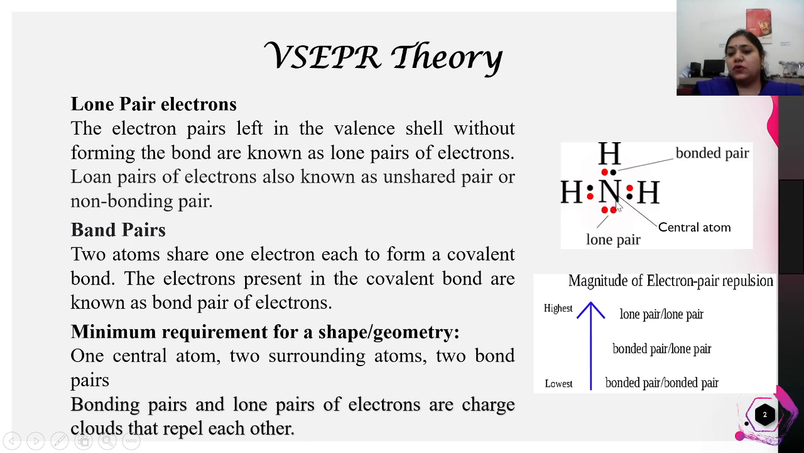Clear? So one thing is very clear, that the less electronegative atom forms the central atom, because if there are lots of atoms, it is very confusing which one is central and which one is surrounding. So in any case, the atom which is less electronegative is taken as the central atom. The only exception is hydrogen.